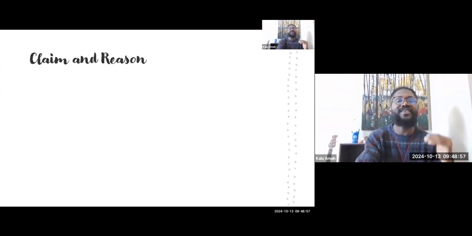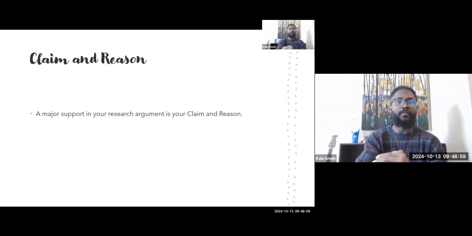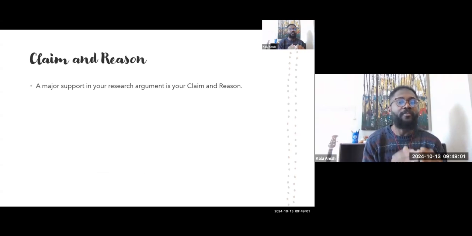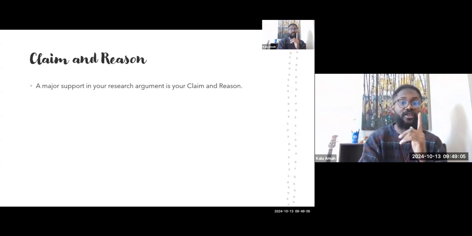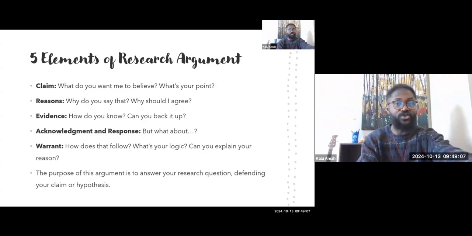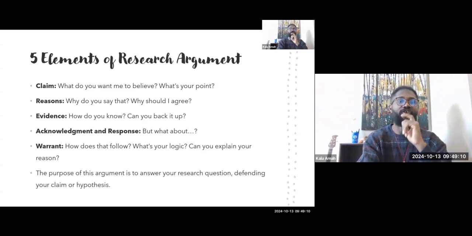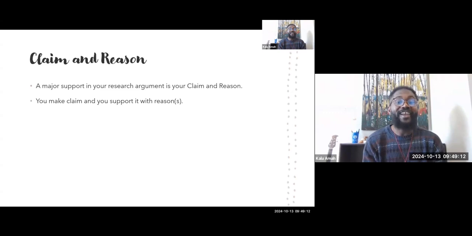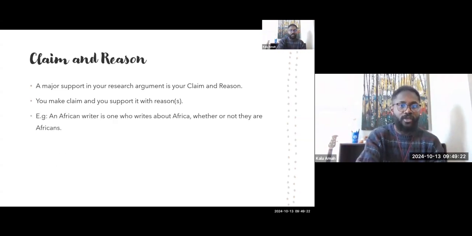Then let's now look at claim and reason. A major support in your research argument is your claim and reason. Because let me go back. Claim and reason are the first two, right? So we are taking them one after the other. You make a claim and support it with reasons. It can be one reason or more than one. That was why I put the S. So you make a claim and support it with reasons.